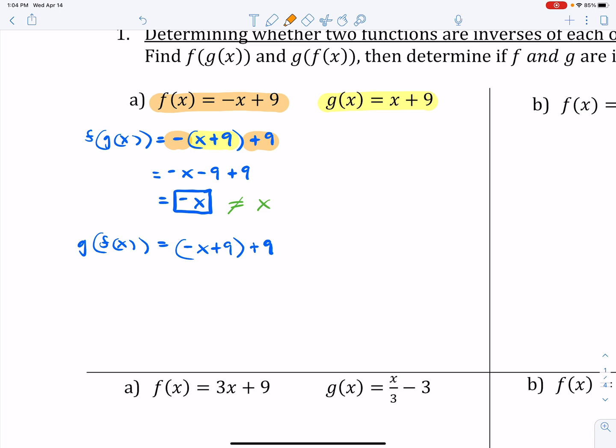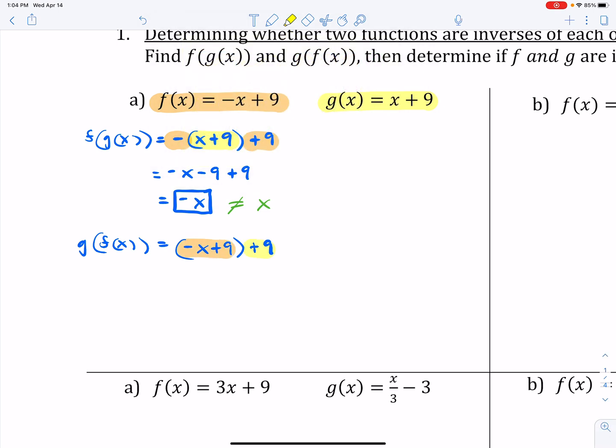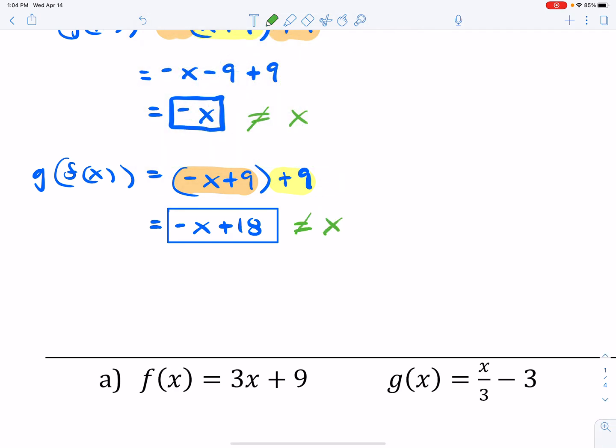Let's show where we're getting this from. That's that, and then that's on the outside. From there, we just need to solve. Again, we're adding, so be careful here. We're not multiplying, so we're going to have negative x plus 18, and that's our solution for that one. Now, if you notice something here, this also does not equal x. So we have an issue here.